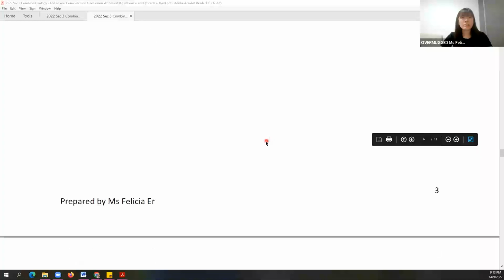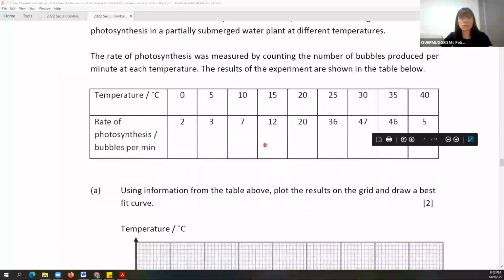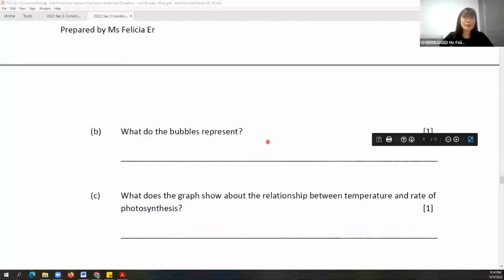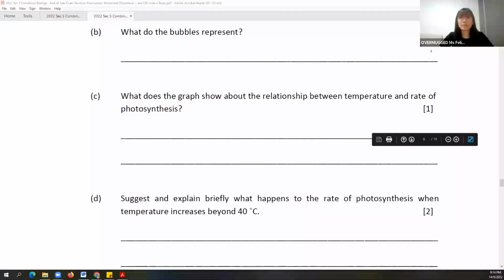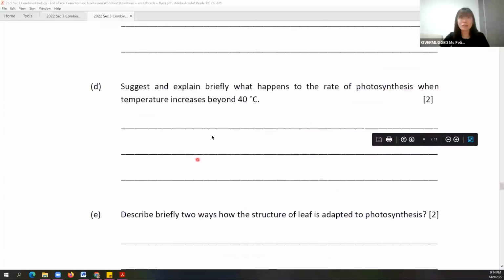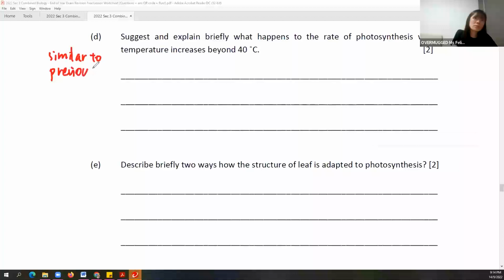For question number 3, this one is a very straightforward question. I'll leave it to you to do on your own. Graph drawing, you slowly go and plot on your own. I purposely put more questions inside so that you can practice. The questions behind here are also more straightforward, just very short answers, like 1 mark each. Then part D is similar to the previous question that we just did. I hope you will be able to answer part D on your own. This one is similar to the previous question. I hope we can get it right.